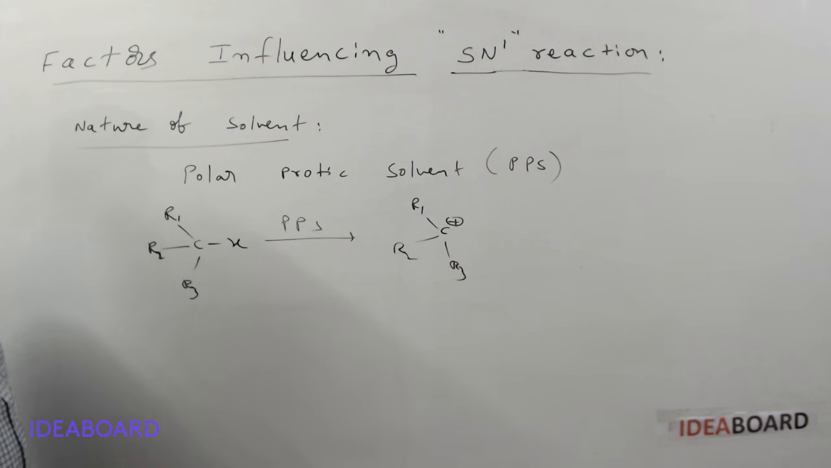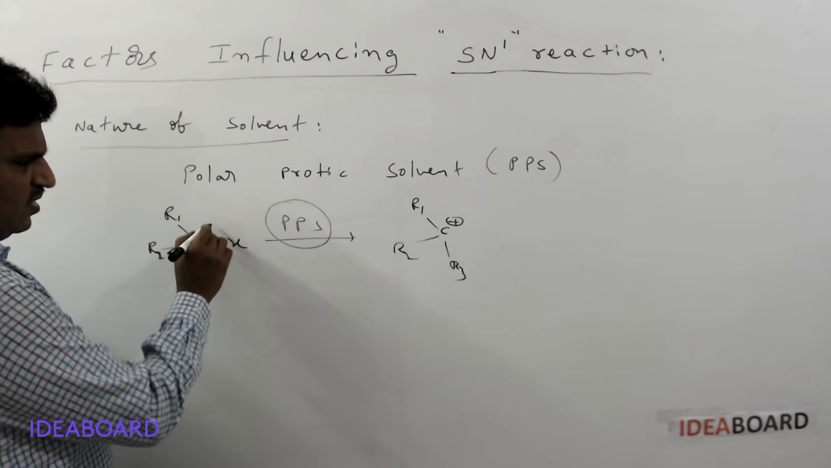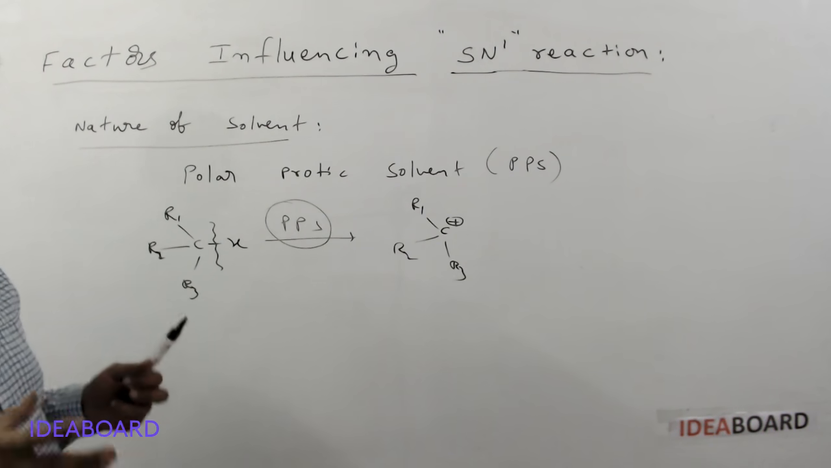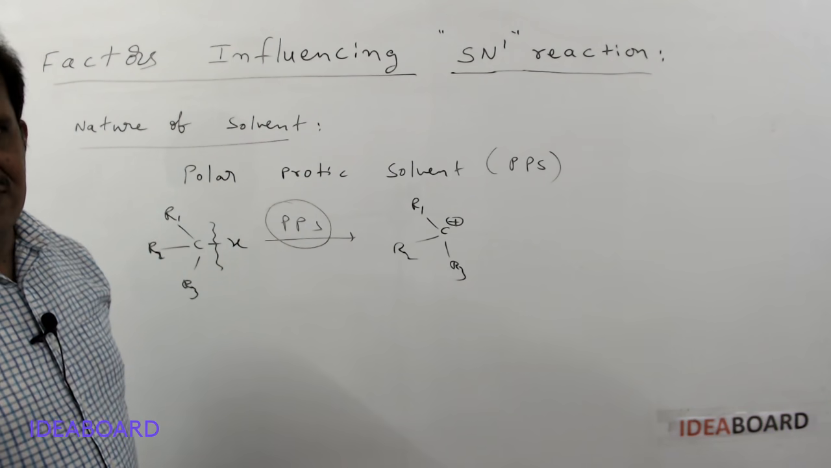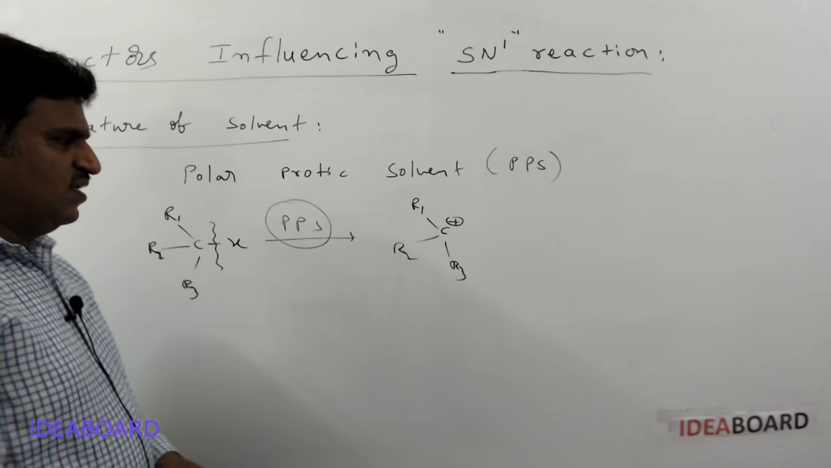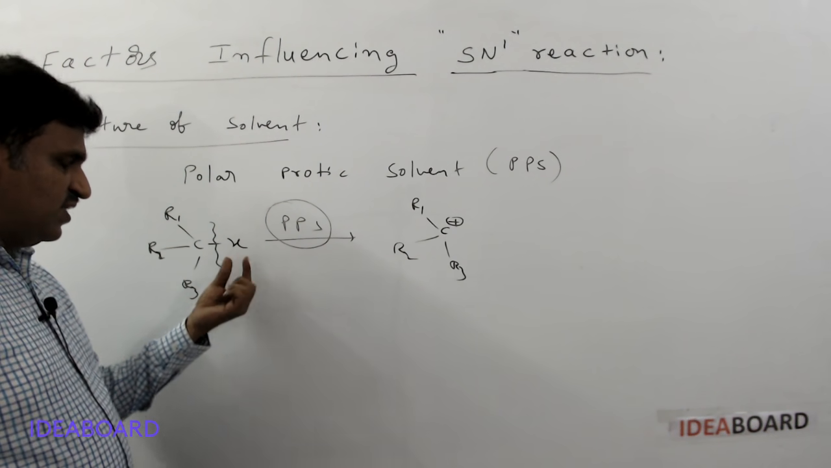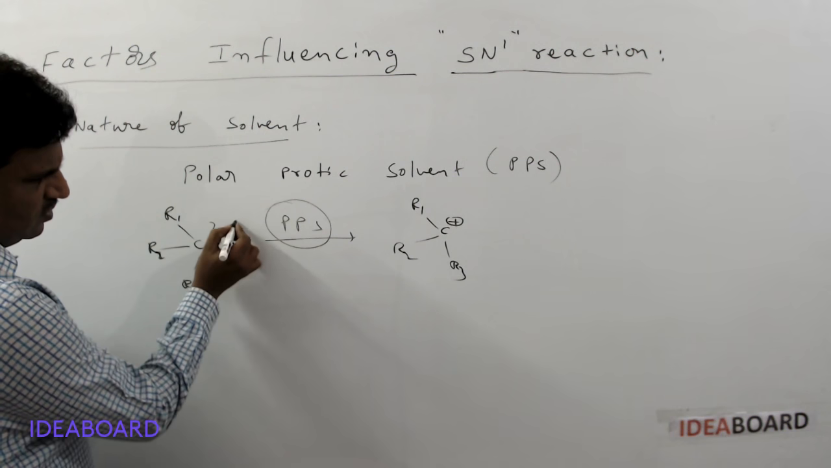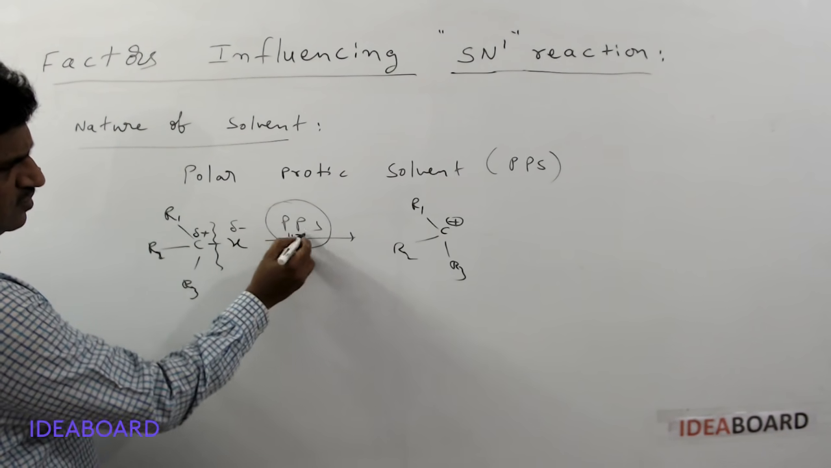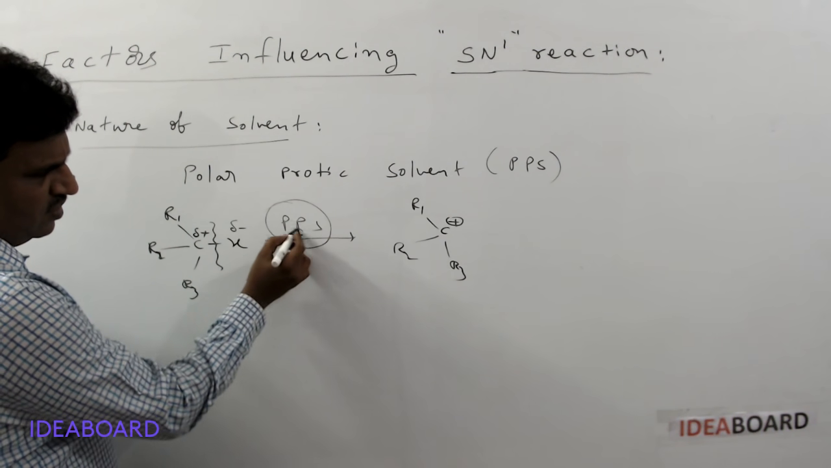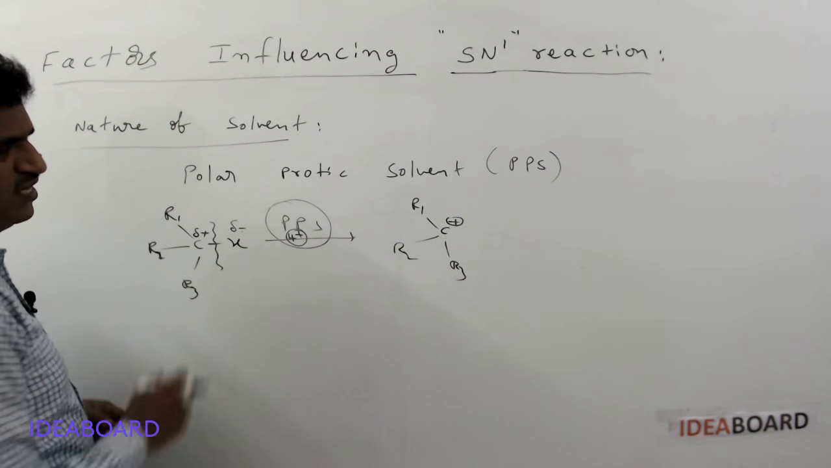if you have a polar protic solvent, what can it do? What is the role of a polar protic solvent? Mainly, they try to ionize the carbon halogen bond more quickly. A polar protic solvent releases H plus ions, protons. Whenever an H plus ion is released, it will try to attack the X minus. Here it is partial negative, here it is partial positive. The H plus ions will always try to attract the X minus.